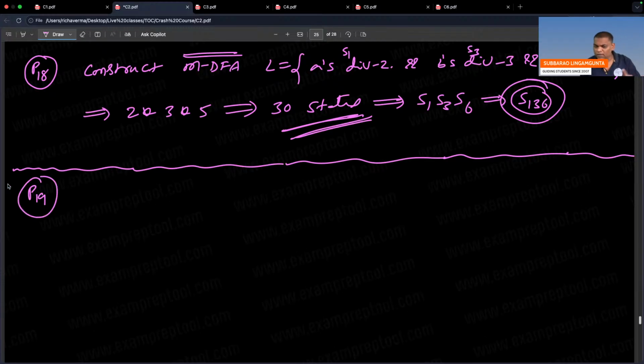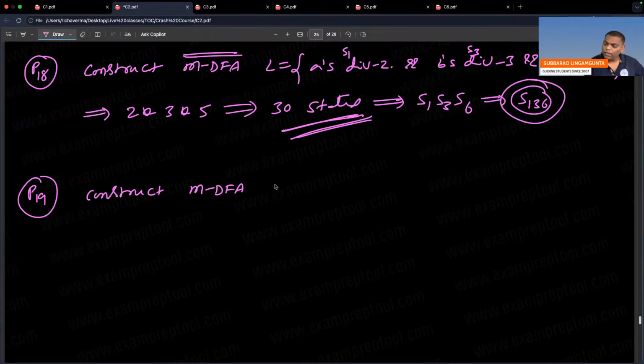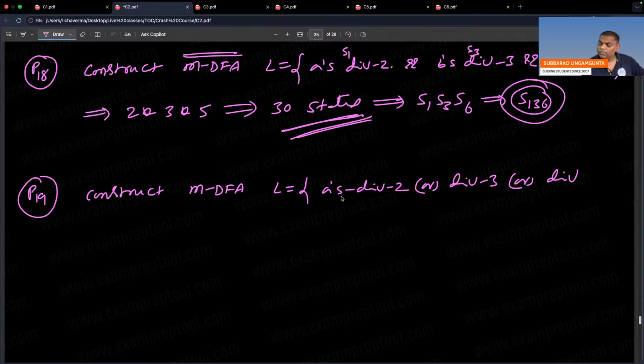Some people are asking, sir, for the same, let me check one time. Construct, only for namesake I'm writing construct, minimal DFA. Let me do this also. Construct minimal DFA for the language L equal to: A is divisible by 2, OR B is divisible by 3, OR, next one, C is divisible by 5.